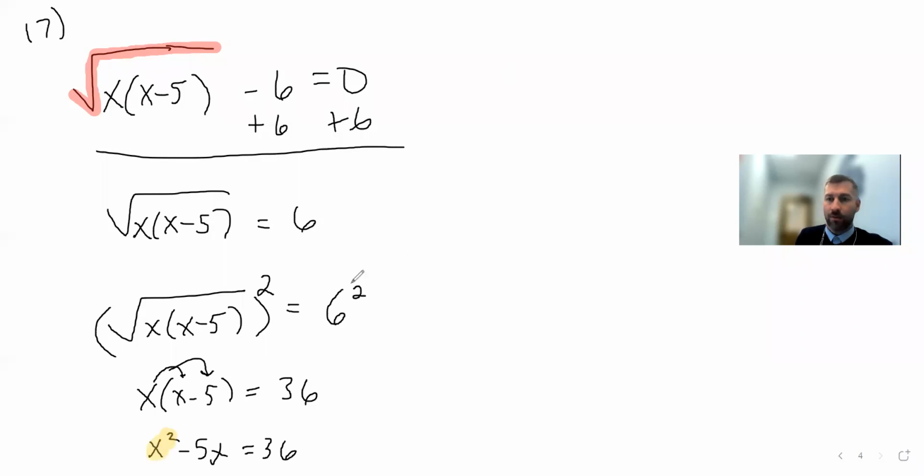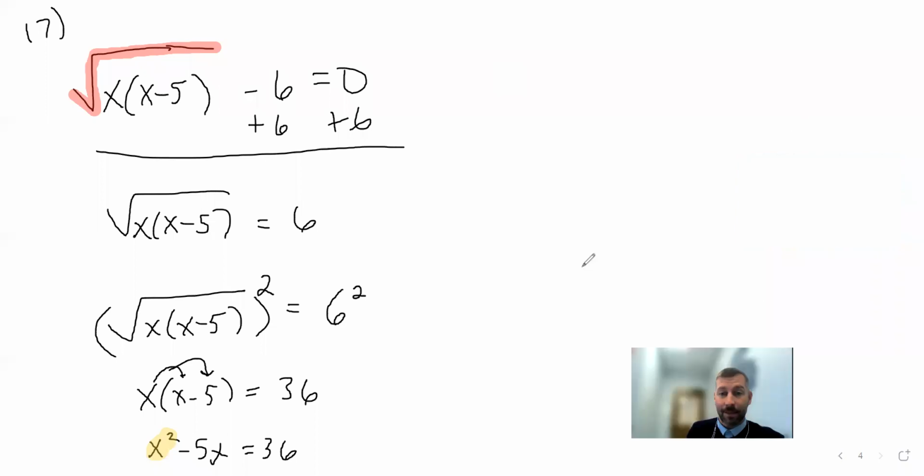Well, how do I solve quadratic equations? I set them equal to 0. No, I don't just move the 36 over. I subtract it from both sides. And then I try to factor.